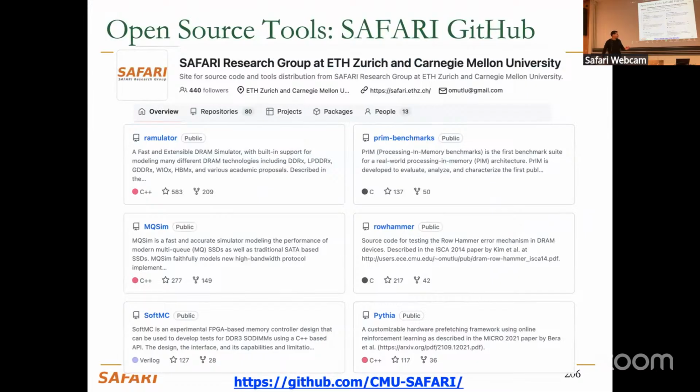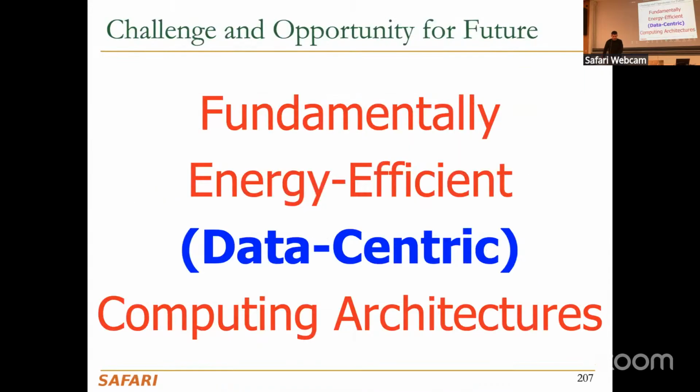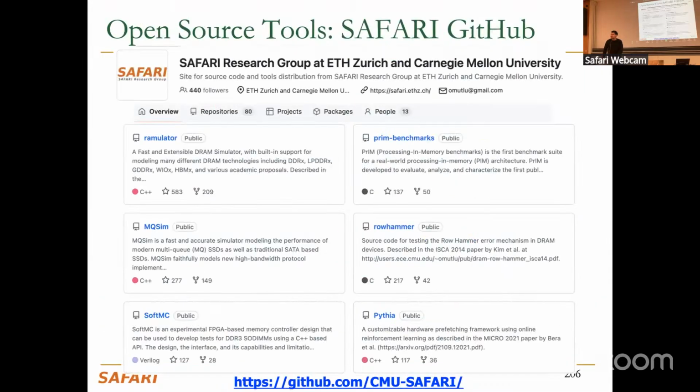And for most of the simulators that we build in SAFARI for our projects, we try to make them available online for people to modify and advance the state of the art based on them. So is there a question related to simulators?